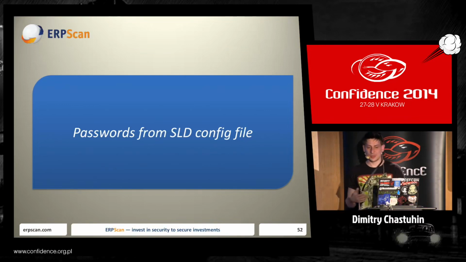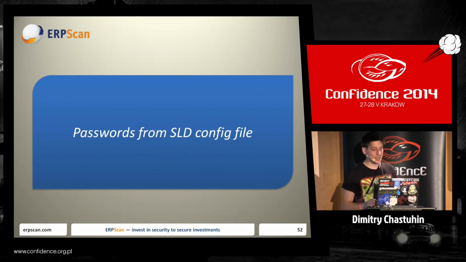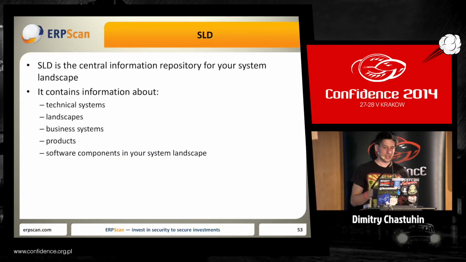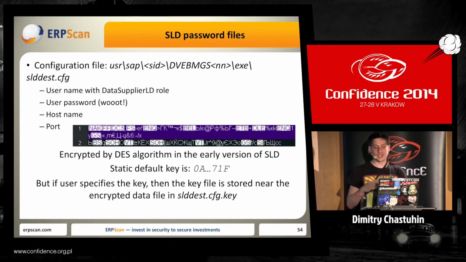And go to the next SAP module, it is SLD, and passwords from the SLD config file. SLD is the central information repository for the SAP system landscape. It contains information about technical system landscapes, business system products, and software components in the SAP system landscape. And so, of course, SLD has a config file. Its name is sld.cfg, and it stores information about username and user password, host name, and port value.